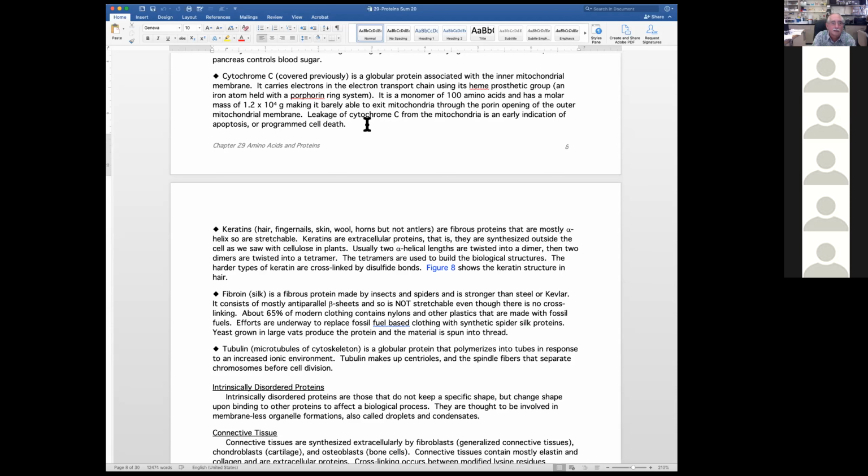And we've learned that if you start to find cytochrome C outside the mitochondria, that's an early indication of apoptosis, also known as programmed cell death. So when your mitochondria start to be destroyed, you've got no way to make energy, and you're going to die.